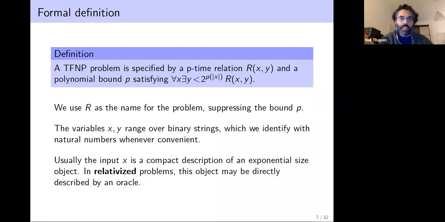And just to say a bit more about the sentence here, this is a sentence with variables ranging over binary strings, which we will also treat as numbers. And as I said, normally the input is some kind of compactly described large object, and we want to find maybe some substructure of this object. And so far I've talked about the structure being described by circuits, but often it'll be described by an oracle. And that's what will happen when we're proving separations.